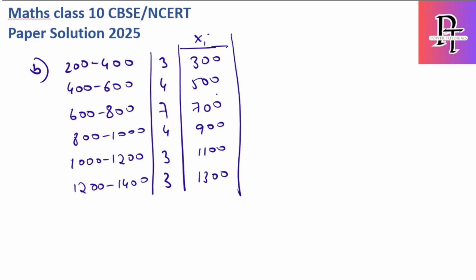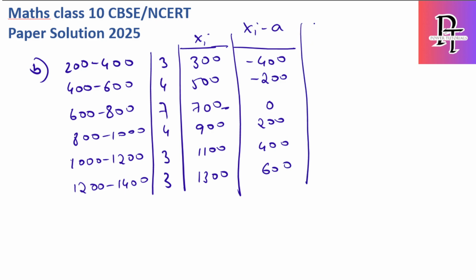Let's assume the mean value as this one, 700. Then xi minus a will become 300 minus 700 is minus 400, minus 200, 0, 200, 400, 600. I will also do (xi minus a) by h. Simply, h is 200. So it is minus 2, minus 1, 0, 1, 2 and 3.